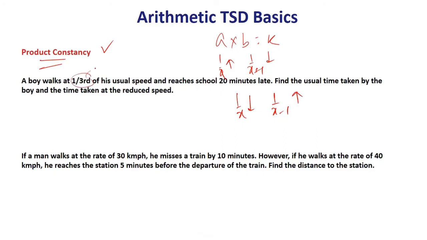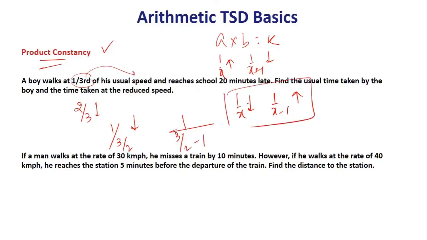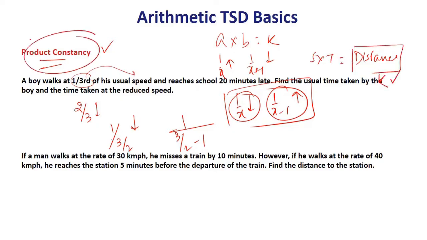A boy walks at 1/3 of his usual speed. So he has reduced his speed by 2/3. We can write it that he has reduced his speed by 1 upon 3 by 2. Therefore, he must increase the time taken by 1 upon 3 by 2 minus 1 using this: 1 by x reduction, 1 by x minus 1 increase. Remember, distance is a constant here. Whenever speed into time is equal to distance and distance is a constant, you can apply product constancy. So 1 by 3 by 2 minus 1 becomes 1 upon 1 by 2, which becomes 2 times.